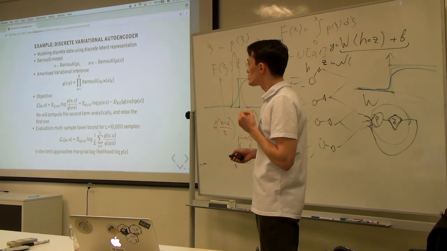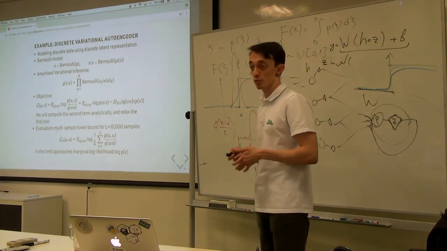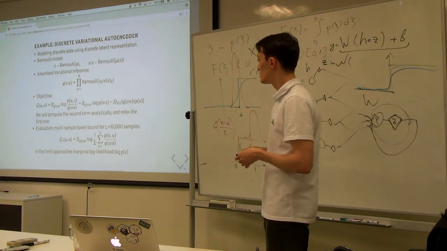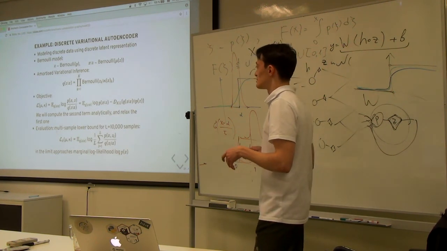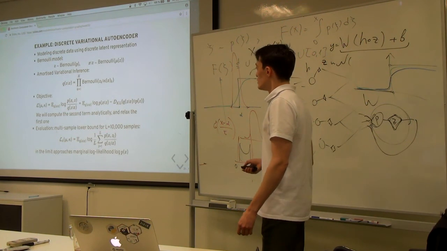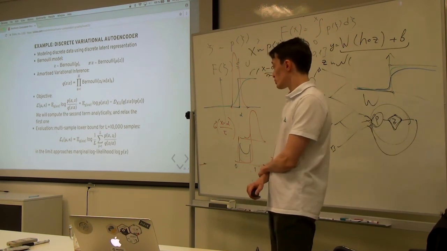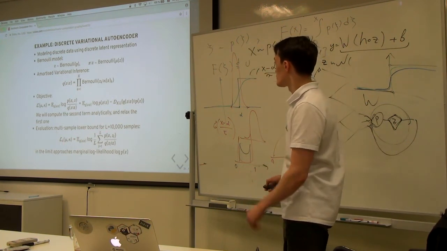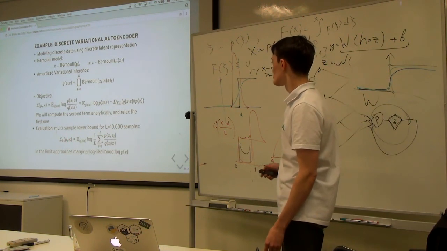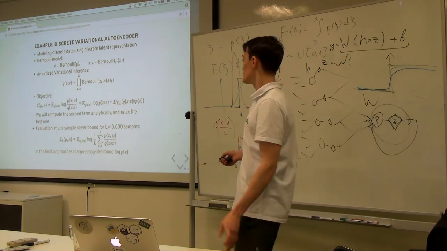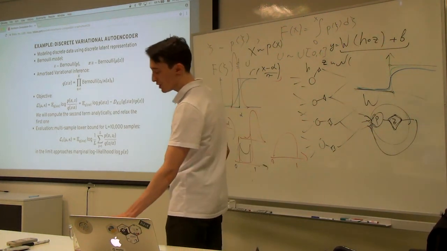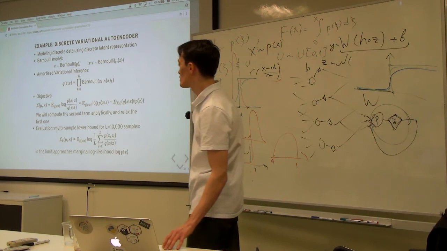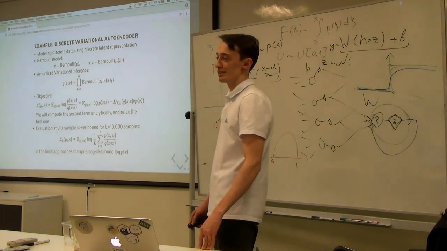For the evaluation, in order to estimate the marginal likelihood, I used the multi-sample importance weighted lower bound that looks like this. That was proposed by Burda. So I think that it approximates, I hope that it approximates marginal likelihood reasonably well, but as far as I know, there is no way to actually check that.